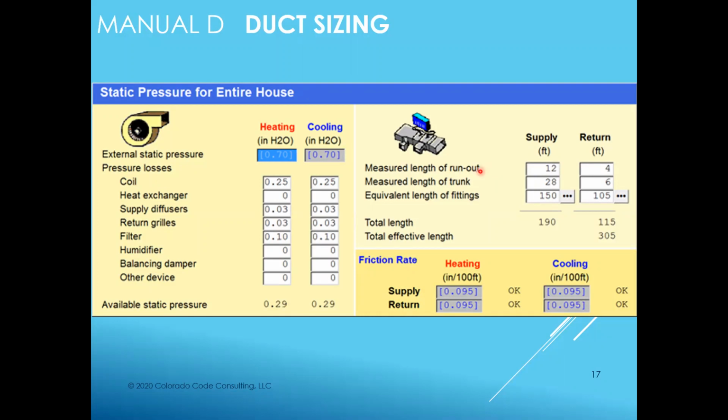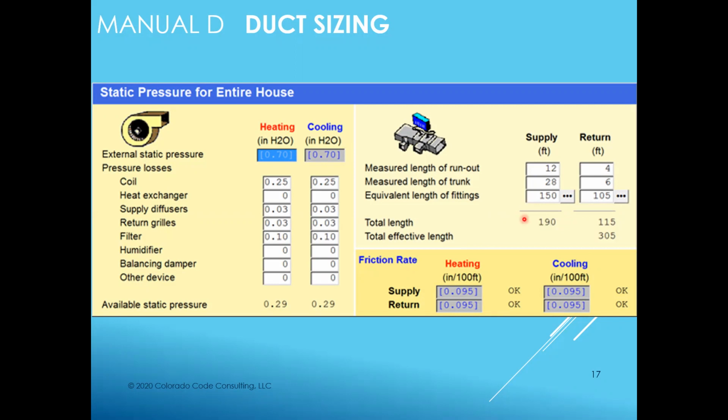So what we've got here is measured length of runout in both supply and returns. The runout is from where it connects to the trunk to wherever the supply is. The measured length of trunk is the distance from the furnace, so the furnace is here to here. That's the trunk. And this is how long the air thinks the fittings are, and we'll talk about fittings here, and that adds to my total equivalent length.